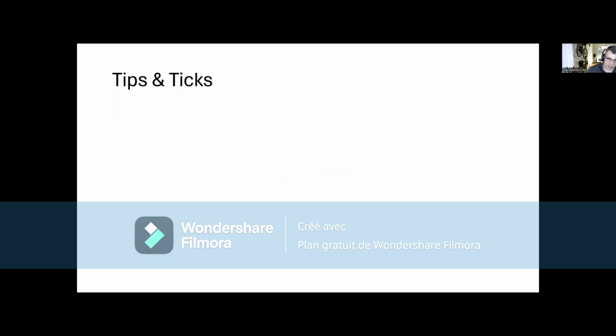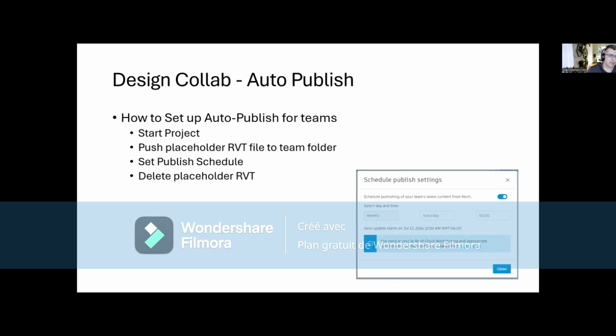So that's my first tips and tricks section. If you want to set up auto publish for your team members, you start your project, you push a Revit file to the project, you set your publish settings, and then you delete that Revit project. So as soon as your project team pushes a Revit file to that project, it automatically turns on the publish schedule because the publish schedule is defined.